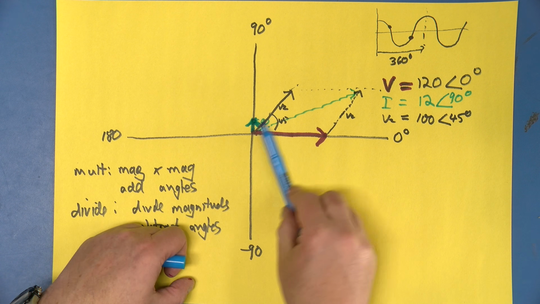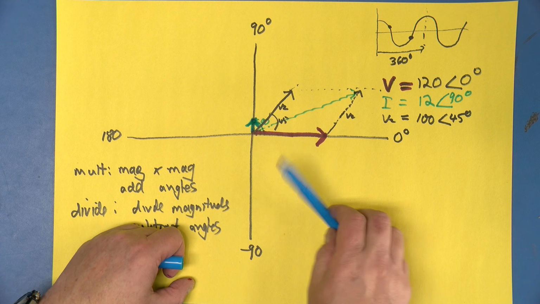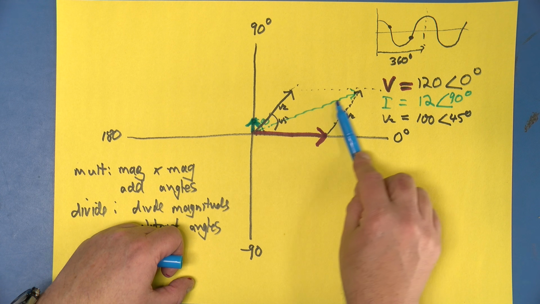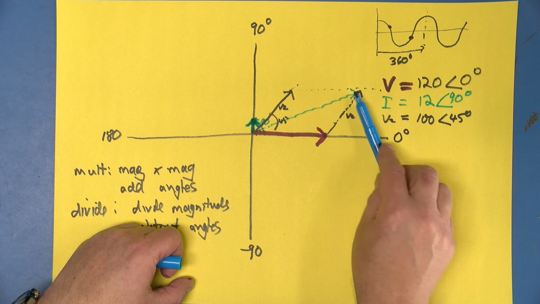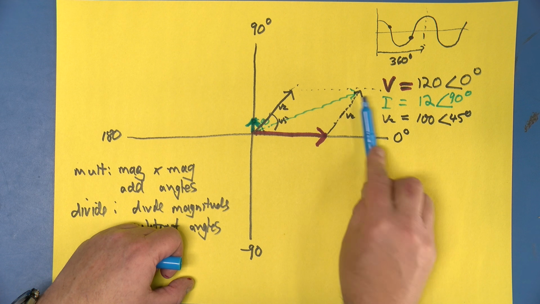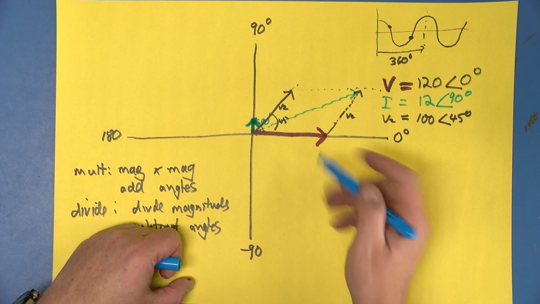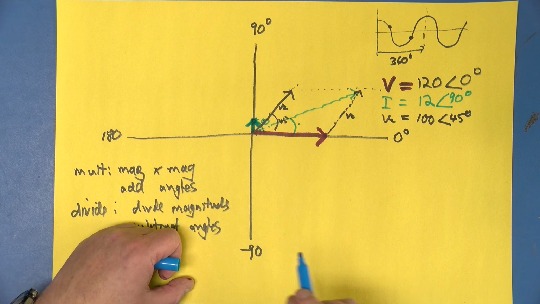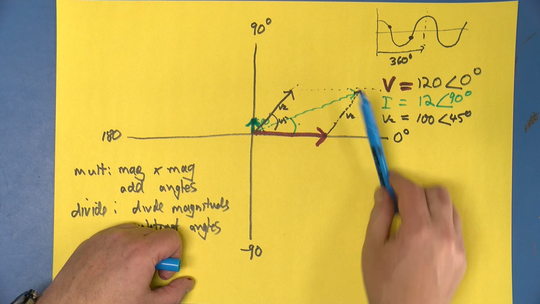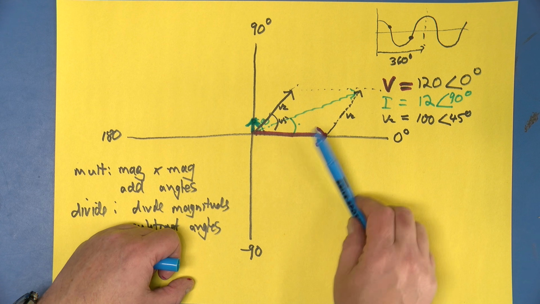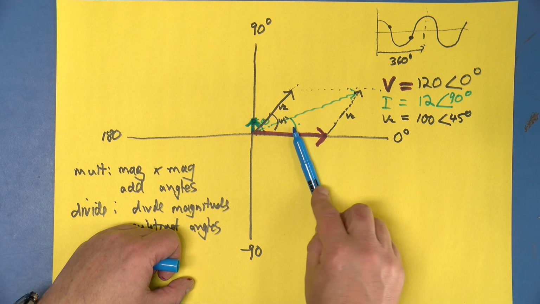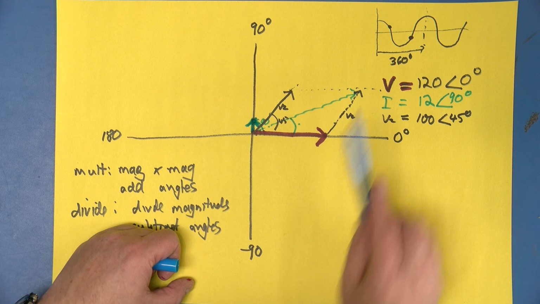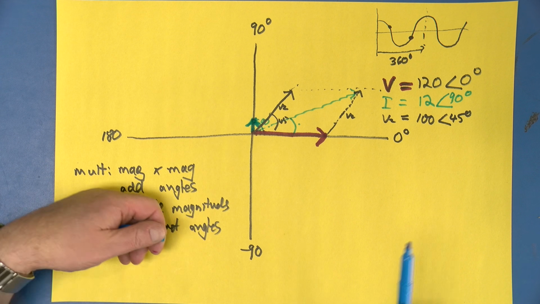So if we had some good graph paper, what we could do is measure how long this arrow is and see how many volts it actually is. And we could maybe use a protractor and look and see what its angle is. And that would give us the phasor, the voltage and angle of the sum of these two phasors over here.